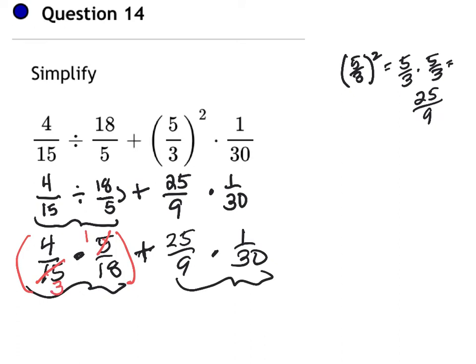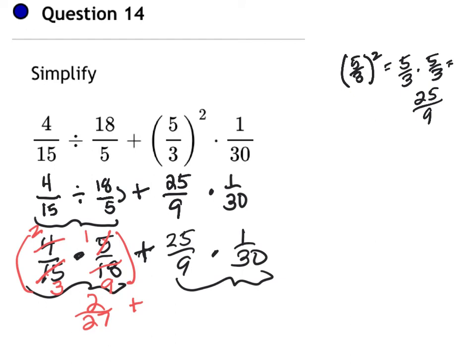4 and 18, 2 will go into 4 twice. And 2 will go into 18 9 times. So that's going to give me 2 times 1 is 2. 9 times 3 is 27. Bring down my plus. Now over here, let's do a different color.